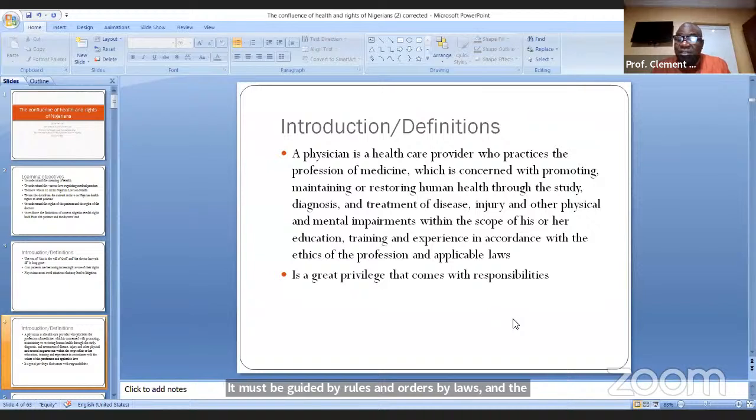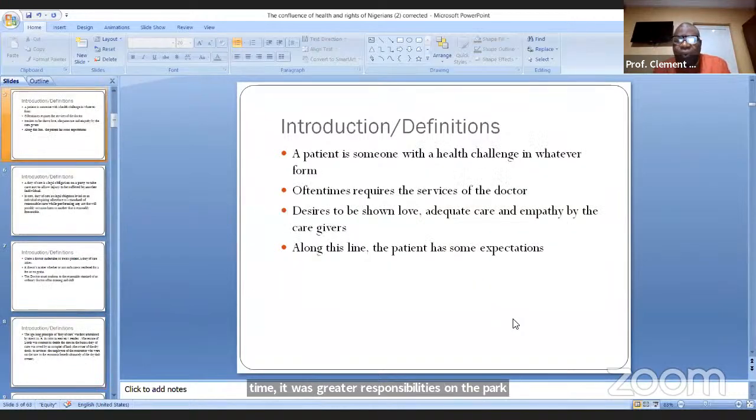It is a great privilege to be a physician. At the same time, it comes with great responsibilities on the part of the physician. Now, who is a patient, on the other hand? We must look at the confluence of health and rights. Who is a patient?